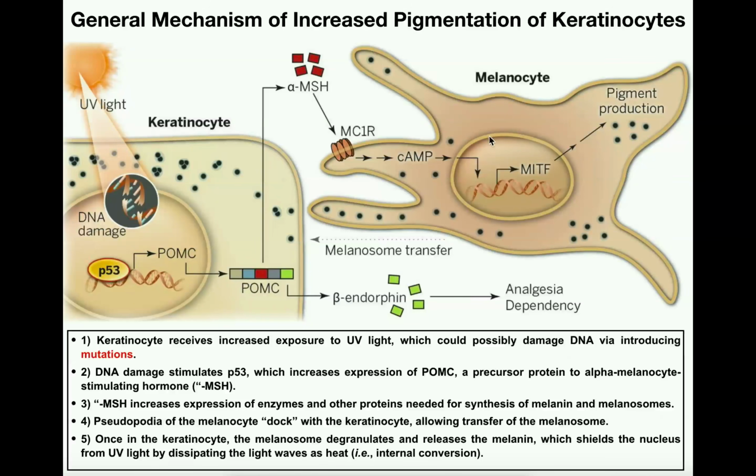And so when you have these changes in gene expression, ultimately due to this DNA damage in the keratinocyte and resulting release of alpha MSH, that triggers the production of melanin inside these melanosomes.